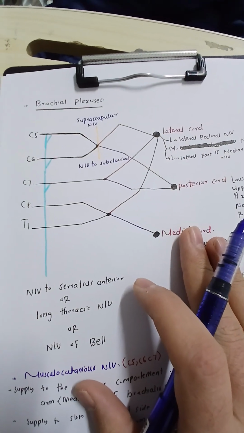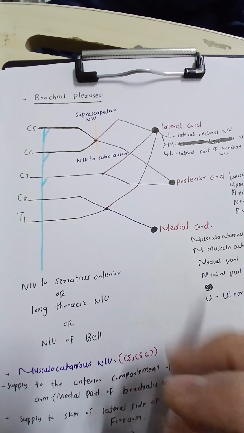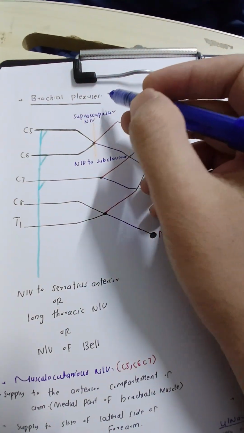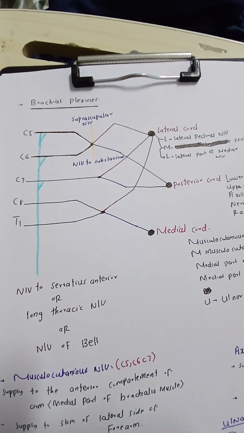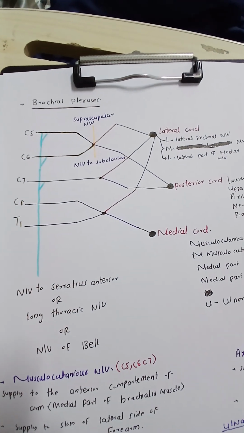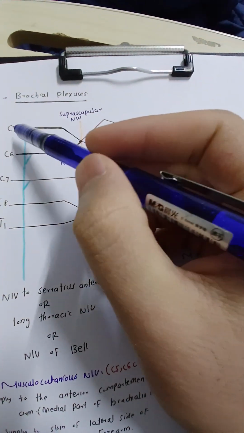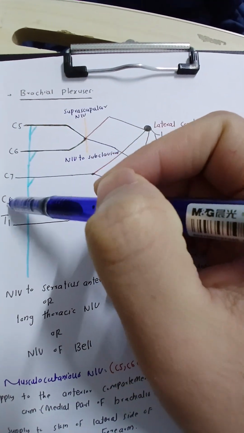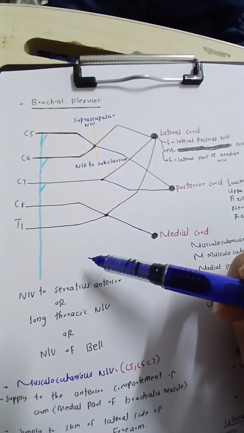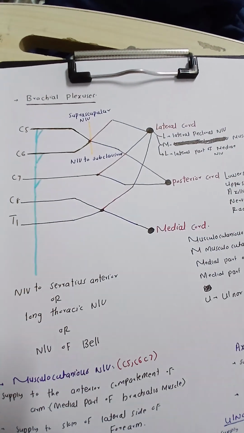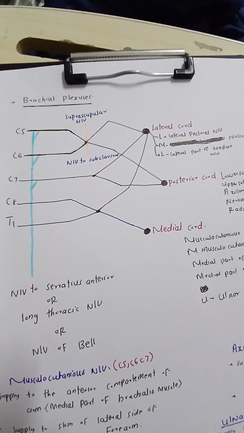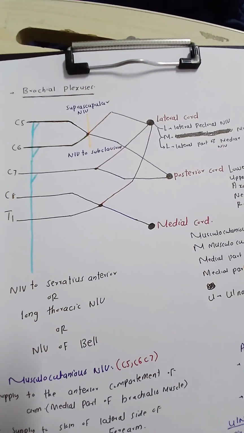Our topic is brachial plexus. So, what is brachial plexus? Brachial plexus is basically a network of nerves that supply the upper limb. It originates from the ventral rami of C5, C6, C7, C8, and T1, and they are divided into root, trunk, division, cord, and then branch.